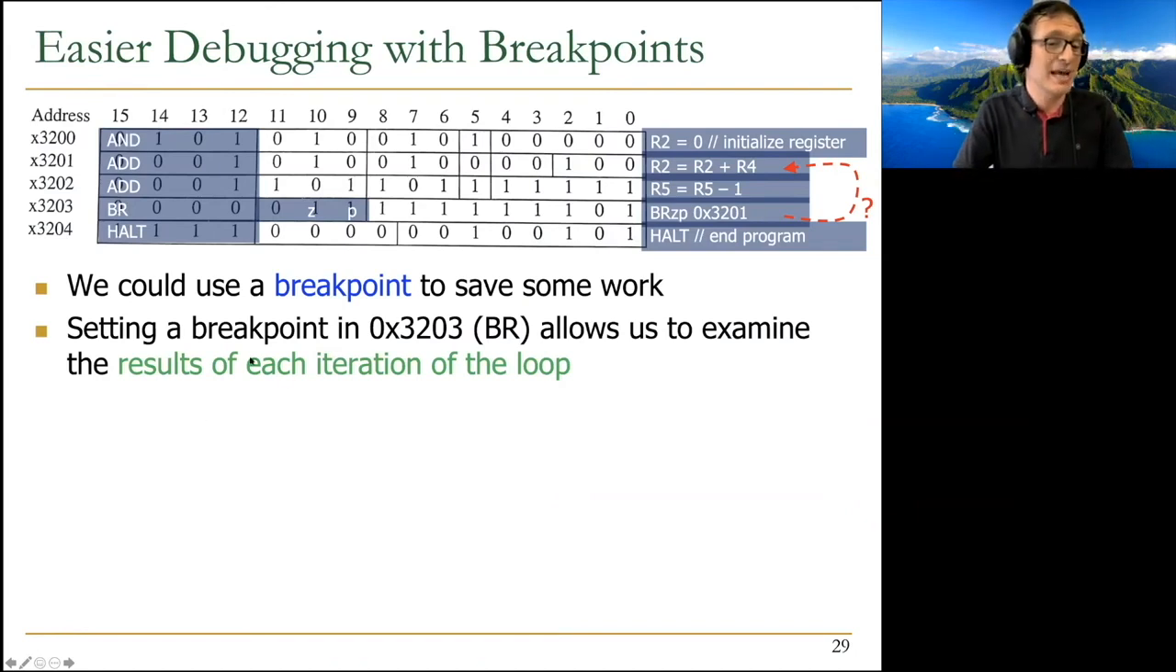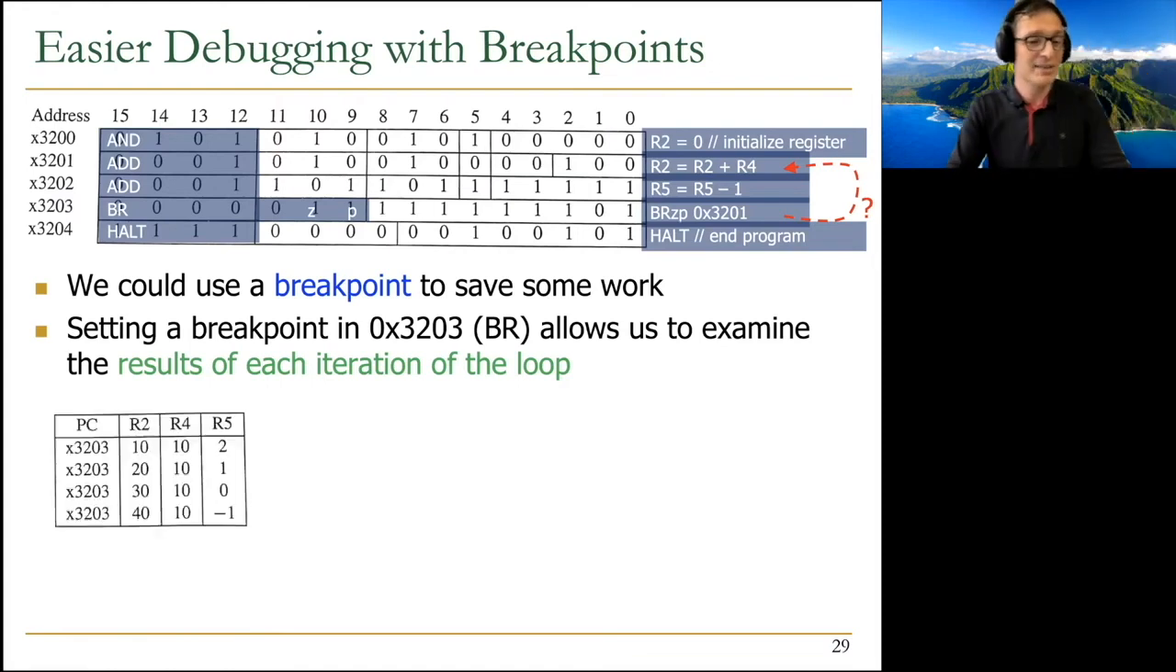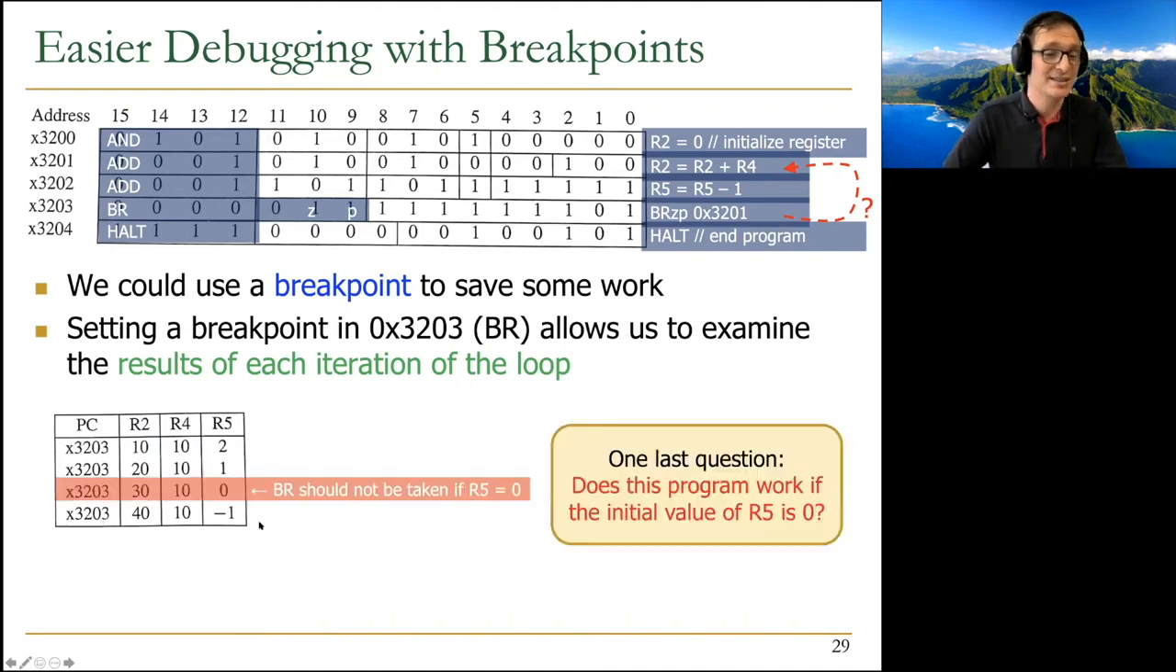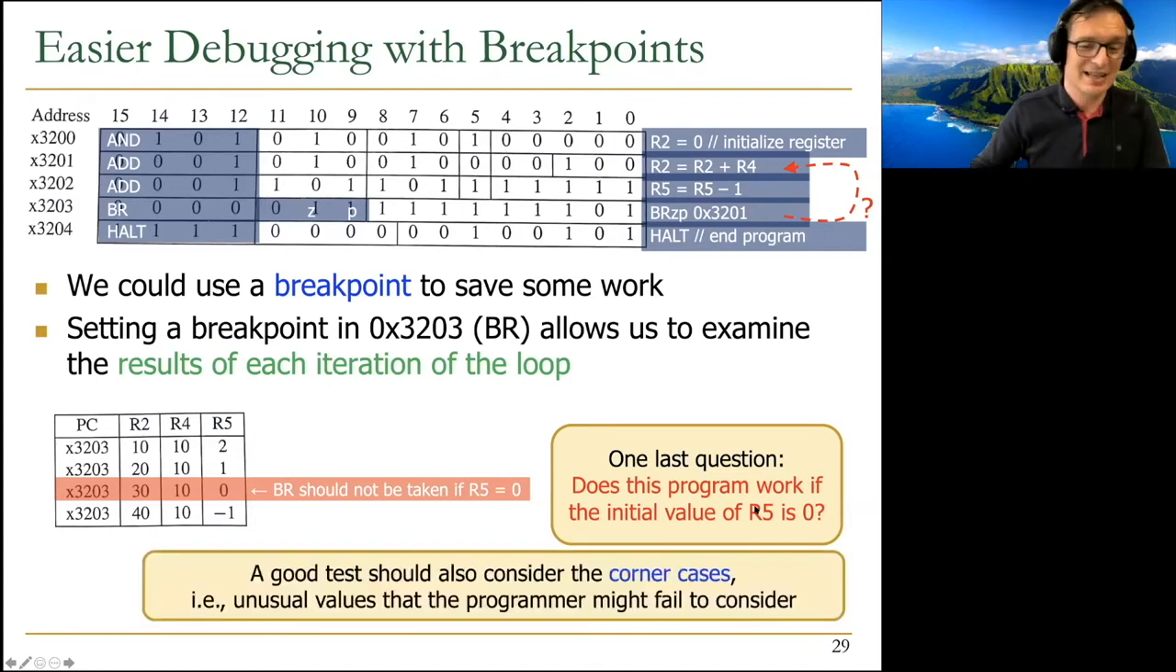And you can examine the results of each iteration of the loop, as opposed to examining the results of every single instruction in the loop. And this way, you can actually look at interesting things that you care about, and you can still find the problem, basically. Okay, so does this program work if the initial value of R5 is 0 is another question, and I'll let you answer that.